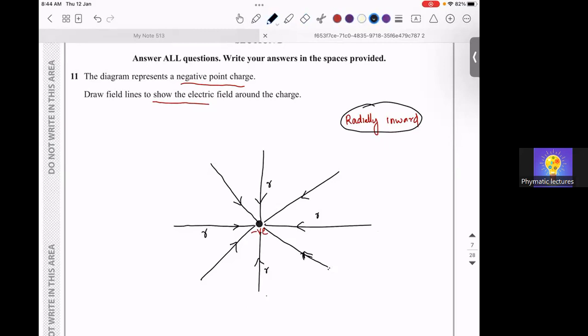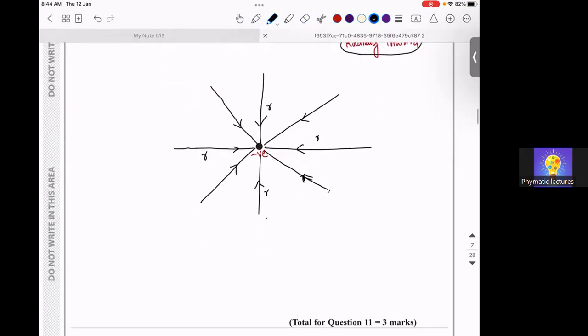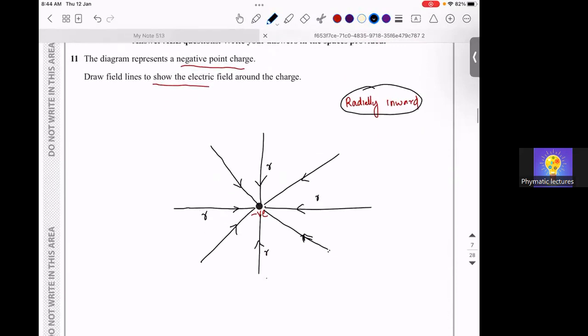In the answer, the examiner will look only at whether the field lines you have shown are radially inward or not. At least 4 lines are required. You can mention or draw more than 4 lines. Okay, so that is the answer. How many marks? It's a 3-mark question. Hope you got it. So we'll move to the next question.